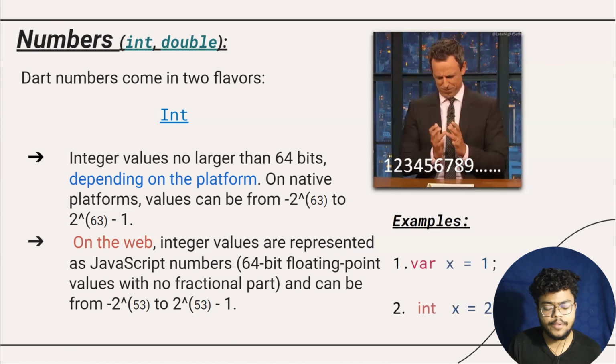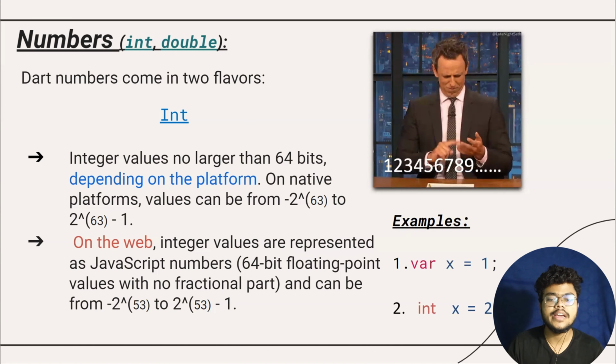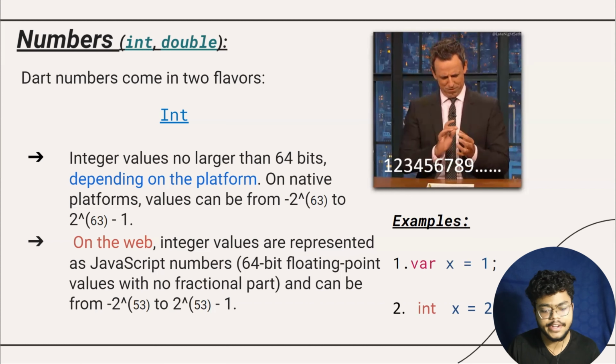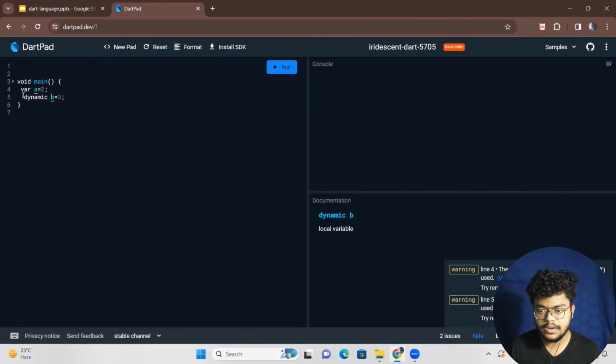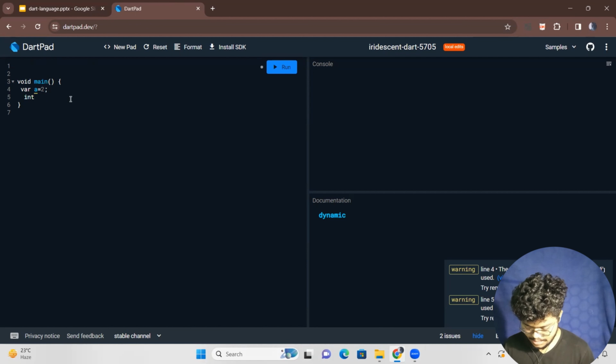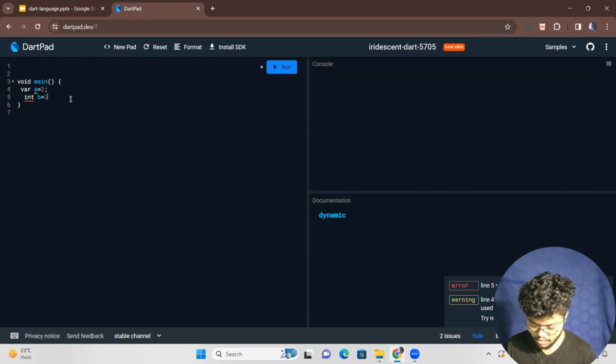So let's see an example of how to declare and initialize an int variable. We can declare using a var keyword or int keyword. Let's see this in DartPad. So it is a equal to 2, int b equal to 3.